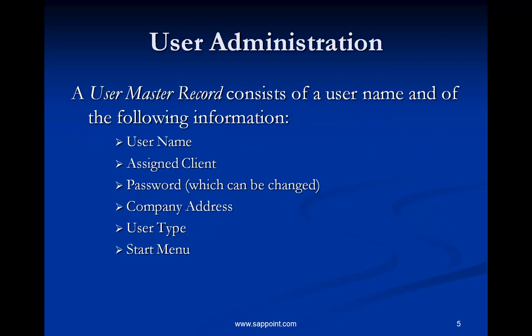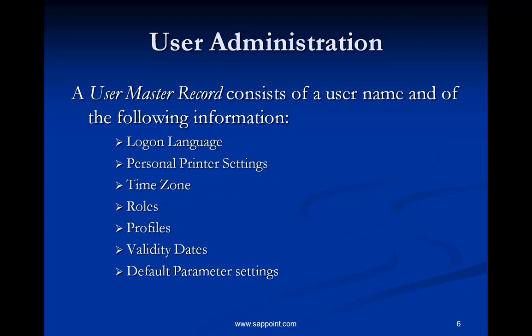A user master record consists of a username, that is a user ID, and information such as the user name, password, and the client in which the user ID has been created, the company's address, the user type, the logon language that the user uses, the printer settings like the printer through which he or she prints, the roles that are assigned, the validity dates, etc. All these pieces of information make up the user master record.